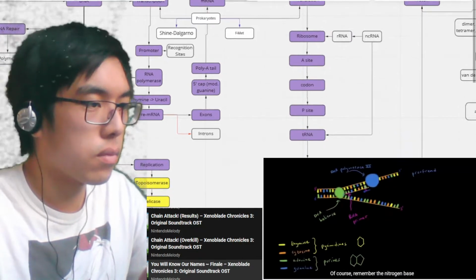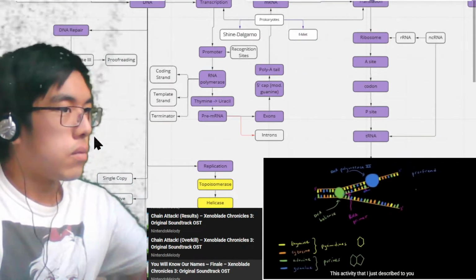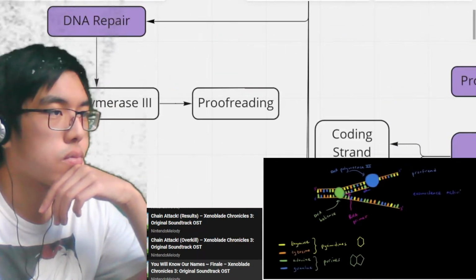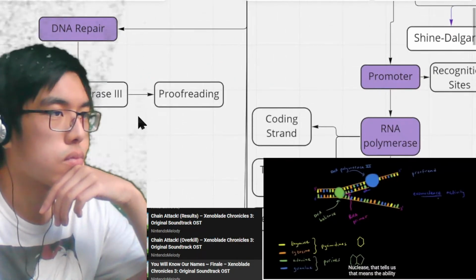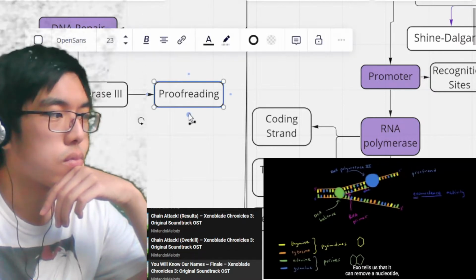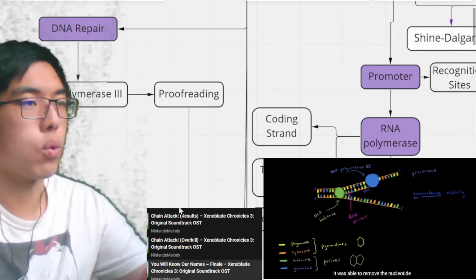Of course, remember the nitrogen base is attached to the sugar backbone. And so this activity that I just described to you is called exonuclease activity. And so nuclease tells us that means the ability to remove a nucleotide. And exo, just going to underline that. So exo tells us that it can remove a nucleotide, but only from the end of a DNA strand. So it was able to remove a nucleotide from the end of the strand.